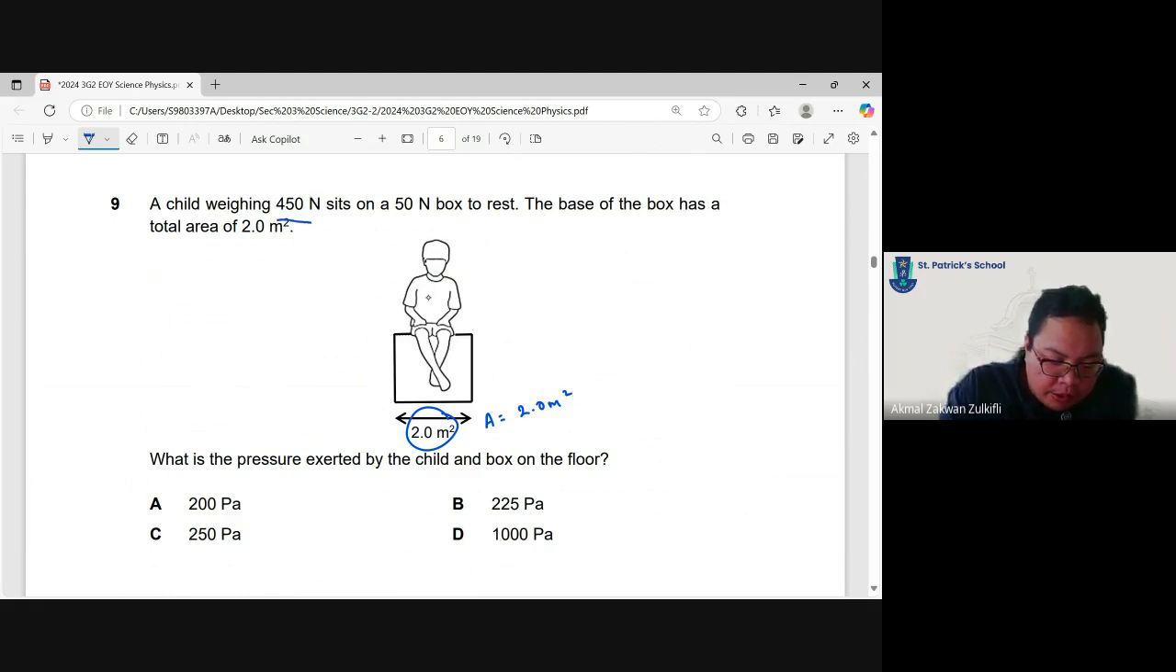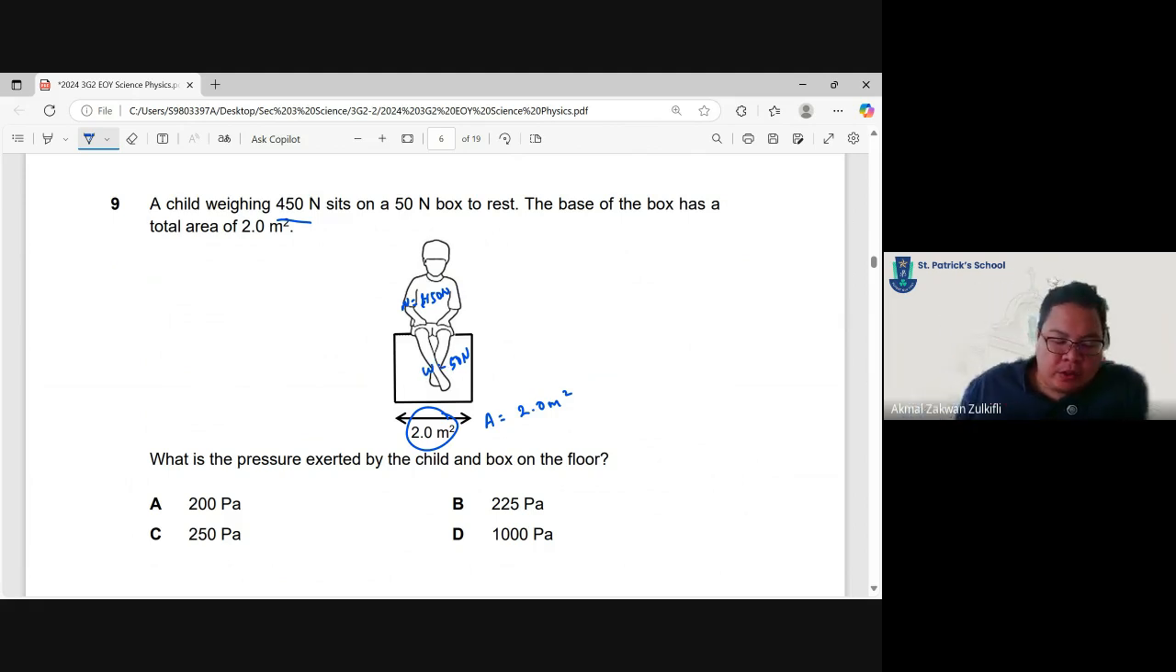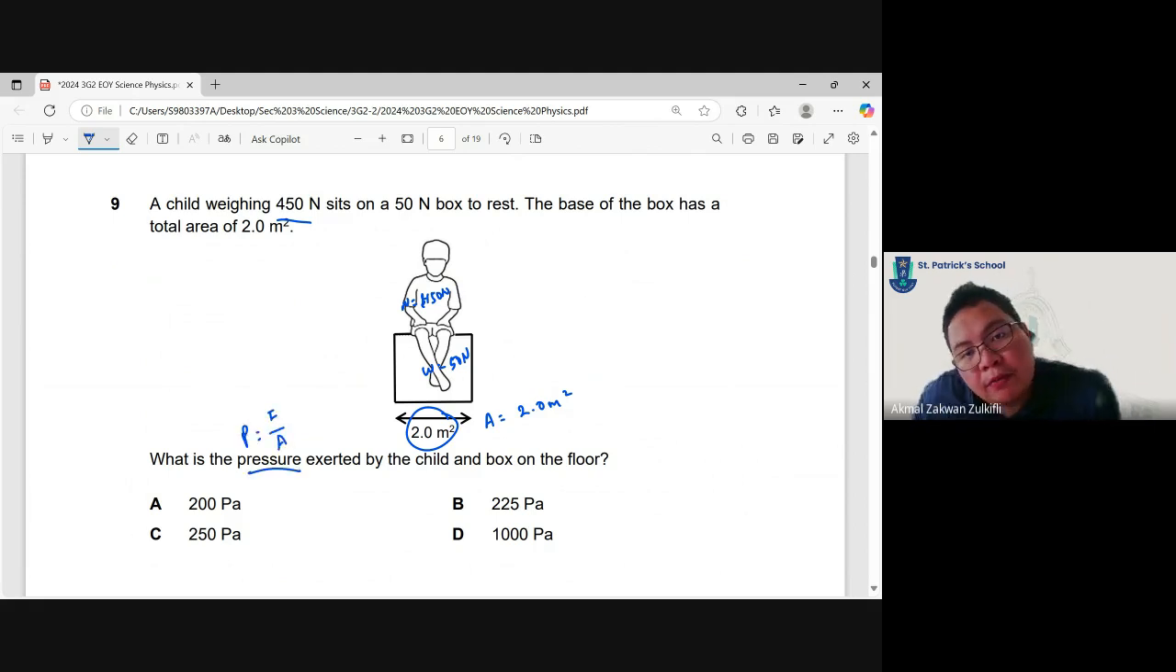Child weighs 450 newtons. Then the box is 50 newtons. Okay, weight of the child is 450, weight of the box is 50 newtons. What is the pressure exerted by the child on the box on the floor? So pressure, you know, is P equals F over A. Formula that we have to memorize. Okay, so P equals F over A.